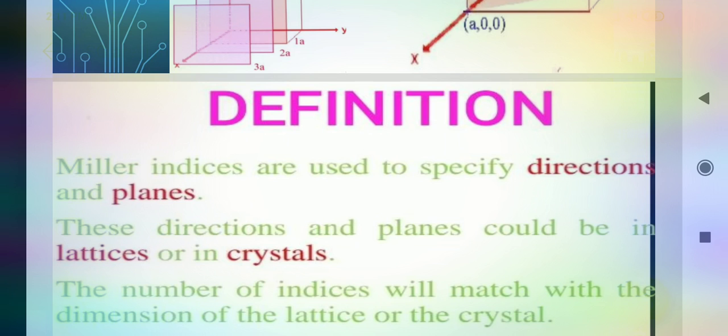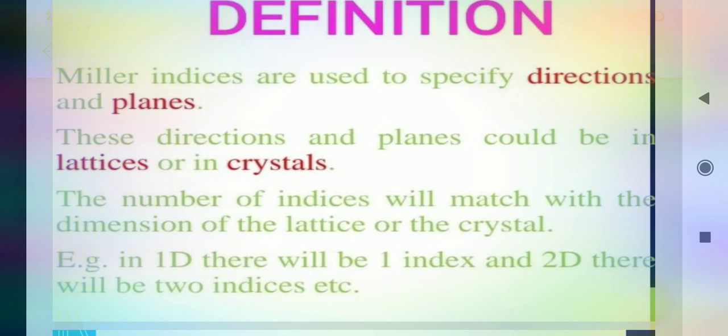In lattices or in crystals, the number of indices matches the dimensions of the lattice or the crystal. For example, we are taking a one dimensional crystal. In a one dimensional crystal, how many indices are there? There is only one index. If you take a two dimensional crystal, it will have two indices. If we take a three dimensional crystal, then there are 3 indices. So the indices depend on the dimension of the crystalline body.